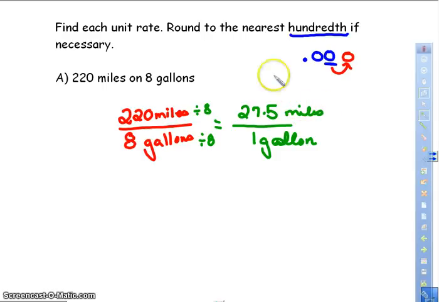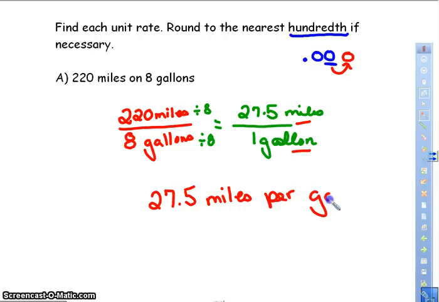You can leave your answer like this if you want, but you have to make sure that you have the units in your answer, just like for a ratio, so we understand what this rate represents. Or I can write it as 27.5 miles per gallon, because per gallon means per 1 gallon. So they can travel 27.5 miles per gallon of gasoline. Let's go to our next one.